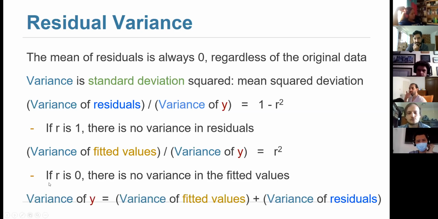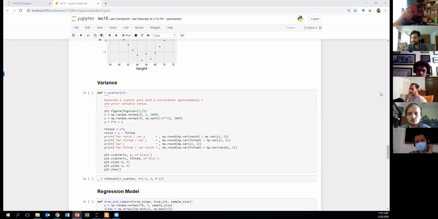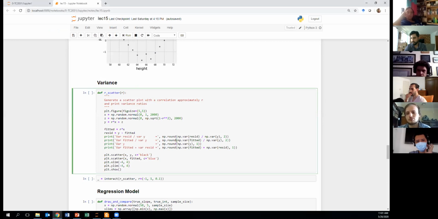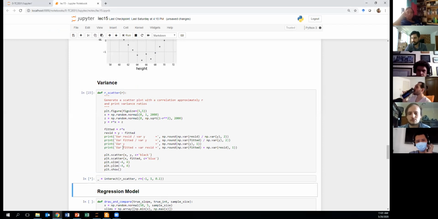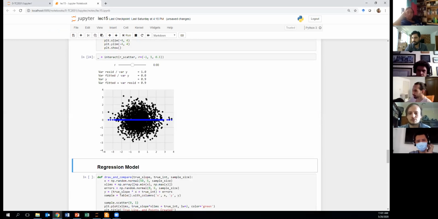So there is another equation: variance of y is equal to variance of fitted value plus variance of residuals. This is also pretty straightforward. Any question about this? Is that clear? So let's look at some demo. This is just a function, a demo for those rules that I showed you.